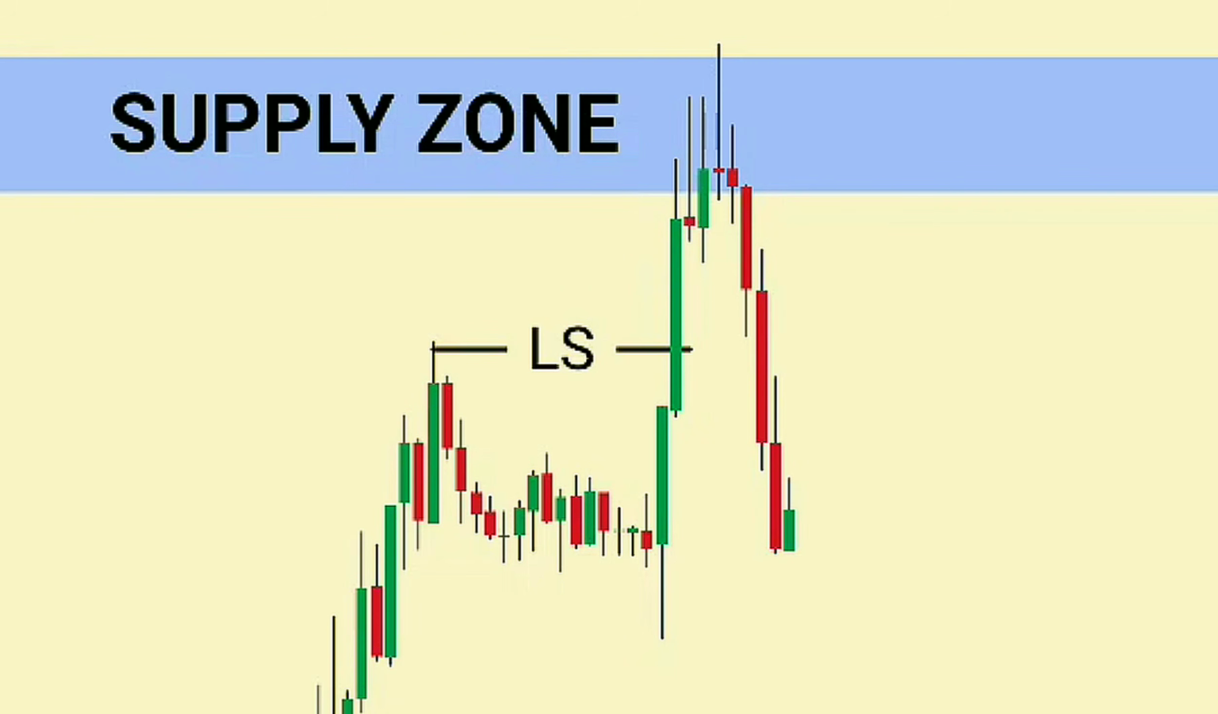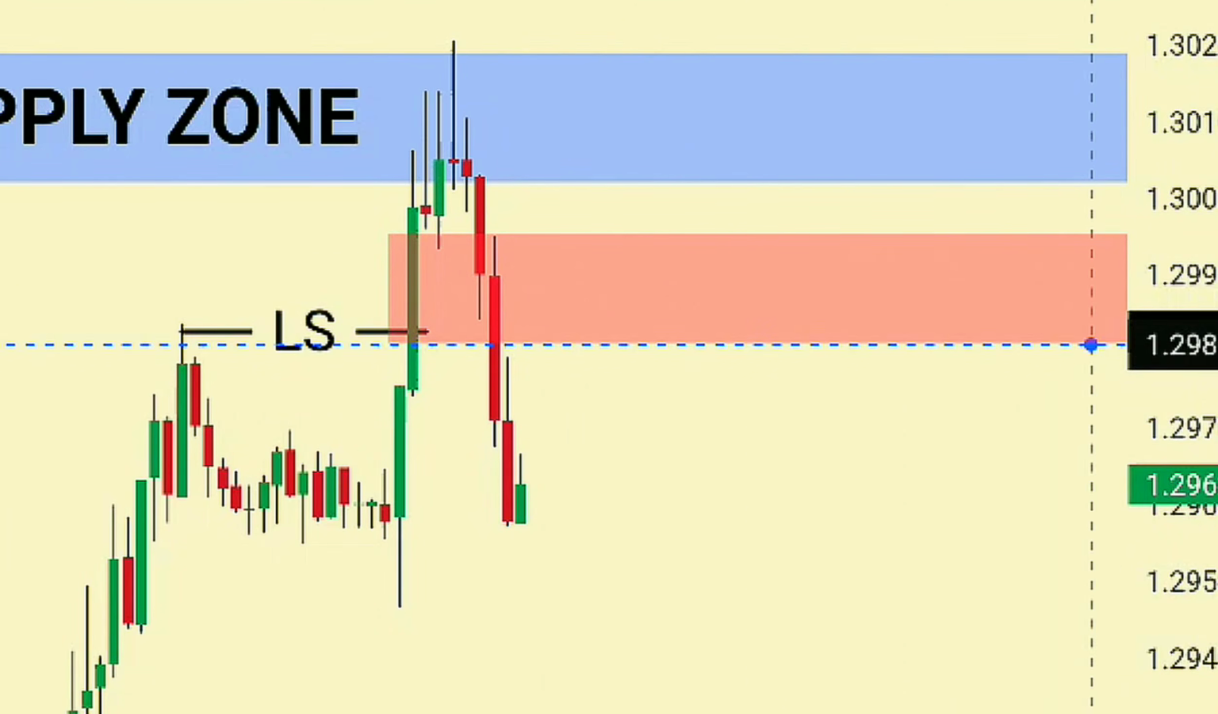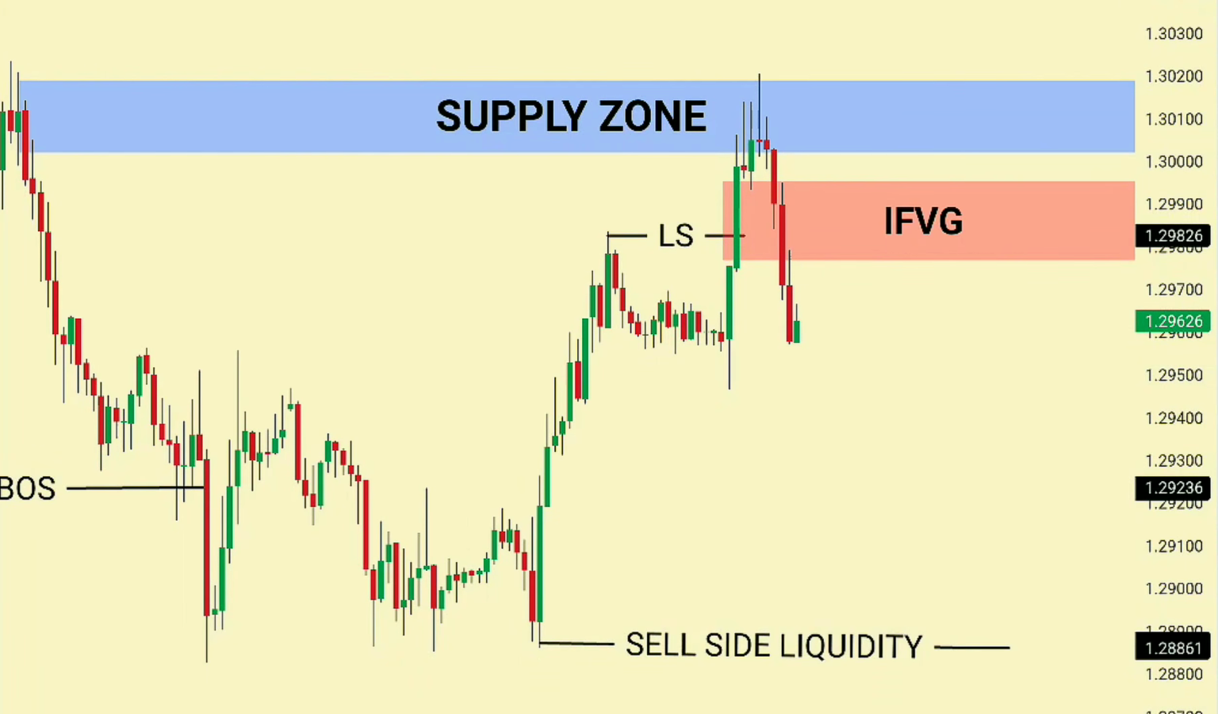Instead of treating that fair value gap as a buying area, price later breaks below it. Once that happens, its role changes completely. This is why it's called an inverse fair value gap. In simple words, an area that previously supported price can now act as resistance.